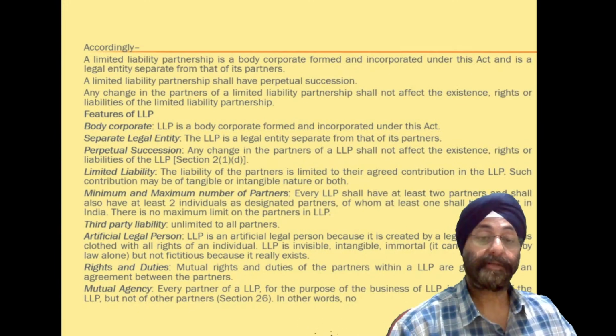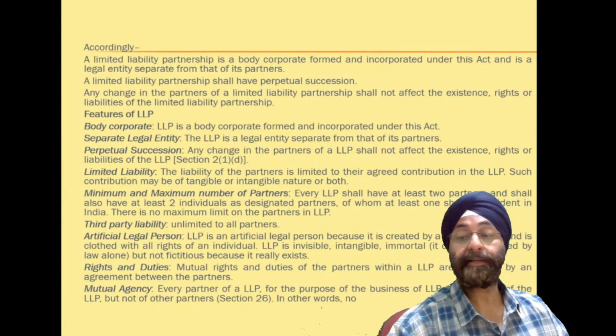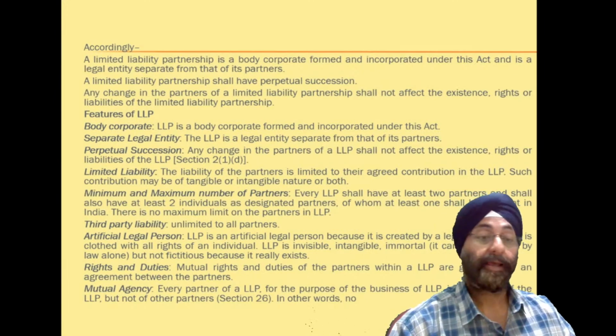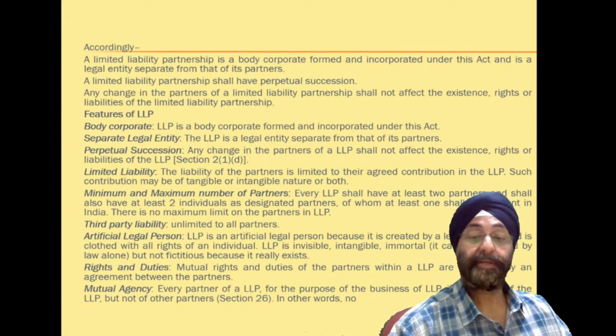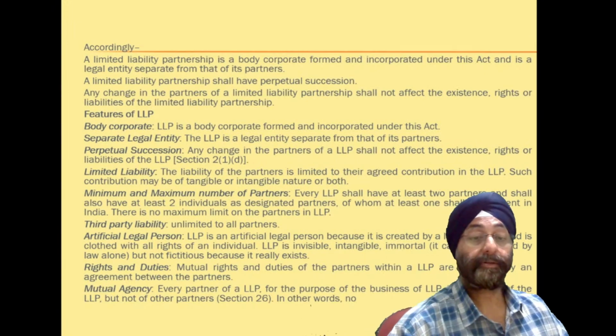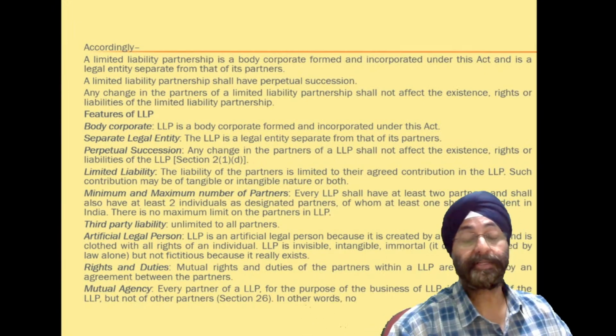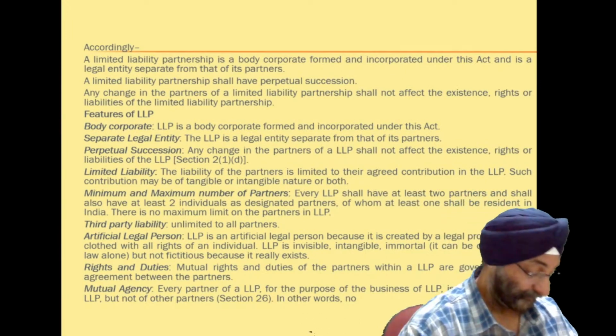Artificial legal person. LLP is an artificial legal person because it is created by a legal process and is clothed with all rights of an individual. LLP is invisible, intangible, immortal. It can be dissolved by law, but it is not fictitious because it really exists. Rights and duties.